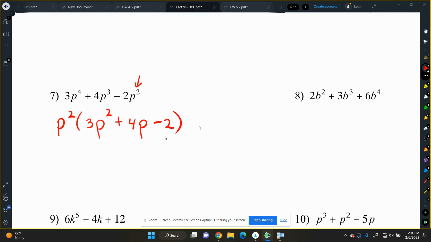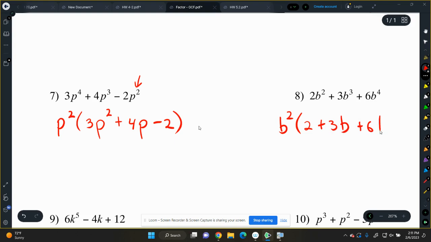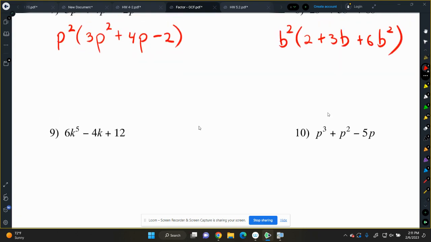Okay. TJ, number 8. 1b to the second, good, yeah. Take b to the second out. What's that leave us? Parentheses, 2 plus 3b plus 6b to the second. There you go. Good job. Okay. Questions so far?